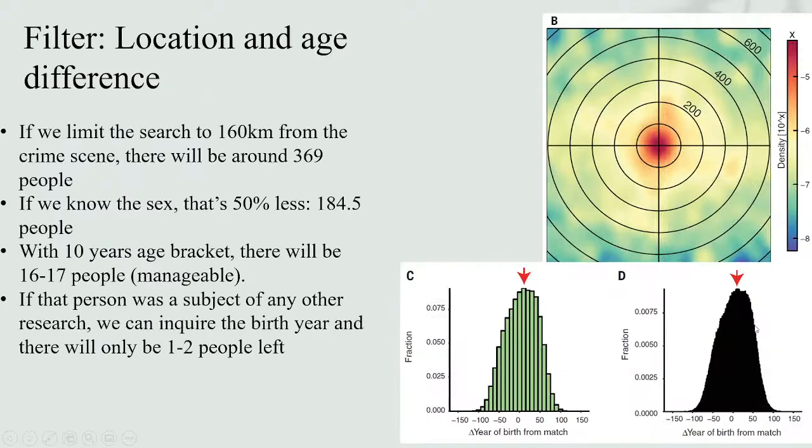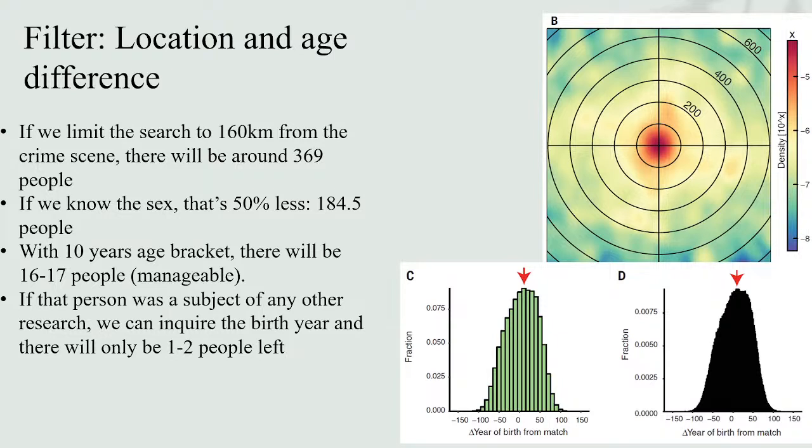So like first cousin twice removed, or second cousin twice removed, and so forth, or even third cousin. So with different filters, we can see that if we limit the search to 160 kilometers from the crime scene, there will be around 369 people. We know the sex, that's 50% of them, so 185 people. With the 10-year bracket, there would be 16 to 17 people, which is very manageable. If we watch CSI, we know that they can go through 20 suspects within 2 weeks, so it's not a problem to the police at all.